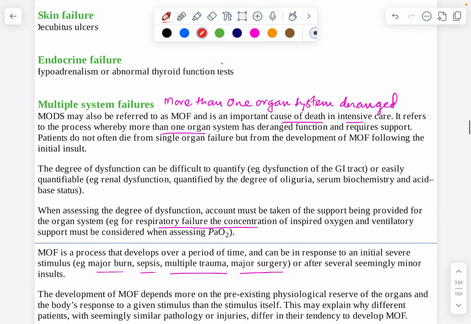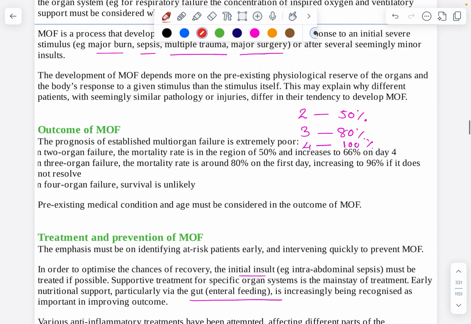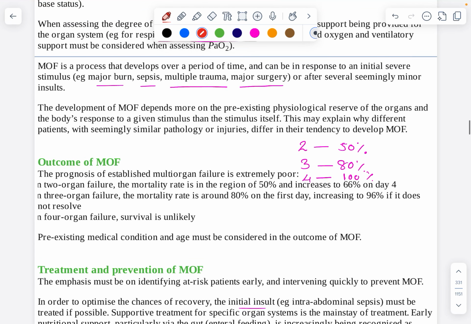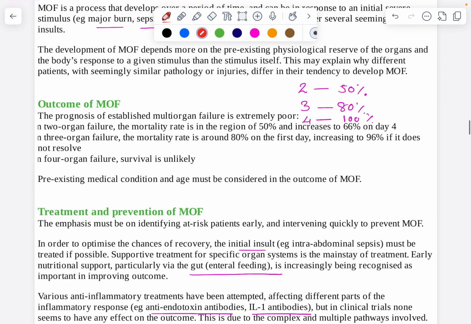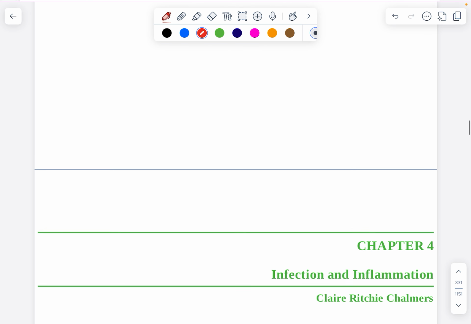So these are multiple organ failure, more than one organ system damage, one after another. Outcome of the multiple organ failure: prognosis is extremely poor. Two organ failures, 50% mortality, 3 organ failures, 80% mortality, 4 organ failures even higher. So emphasis must be on reducing risk.